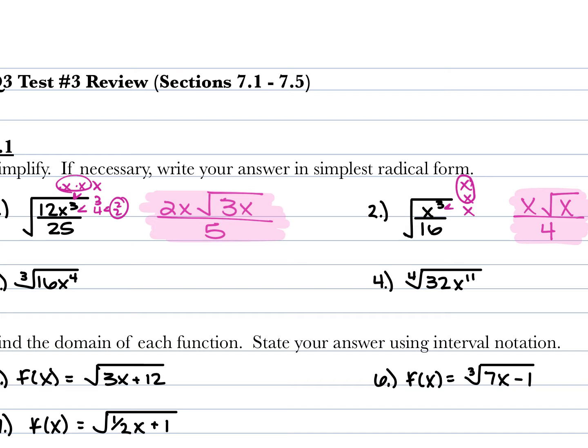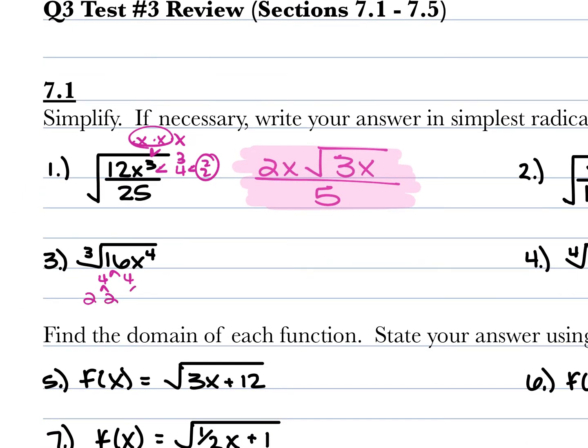For number 3, you have the cube root of 16x to the 4th power. That 16 is 4 and 4, but we're looking for 3 of the same number, so we're going to break it down even more to be 2 and 2. So you have 3 2's that group up. You're going to pull 1 out. 1 stays underneath. That x to the 4th power is x times x times x times x. So again, 3 of those x's group up. 1 comes out. You have left over 2x. So it's just 2x cube root 2x.